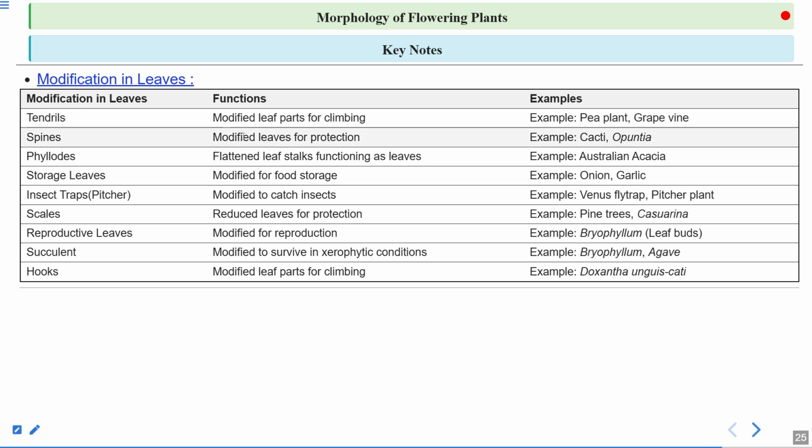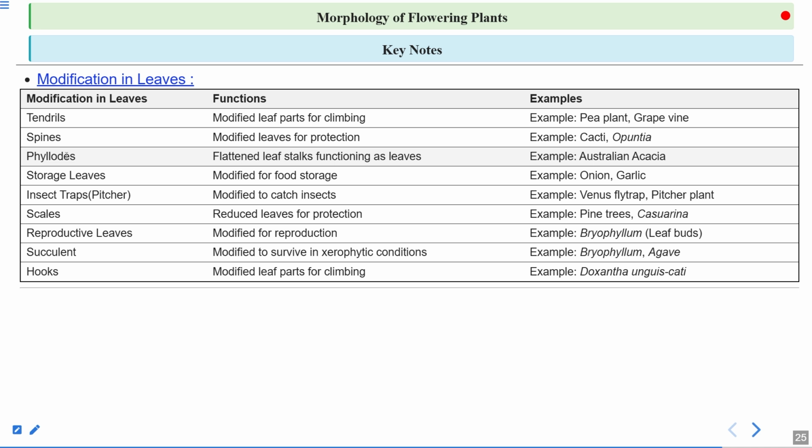Then spines, they are also modified leaves, and their function is protection of the plant from herbivores. In cactus and Opuntia, the leaves are modified into spines to conserve water. These spines help in the protection of the plant. Then phyllodes, they are flattened leaf stalks. Leaf stalk means petiole. So they are flattened petioles which function as leaves. This is known as phyllodes.